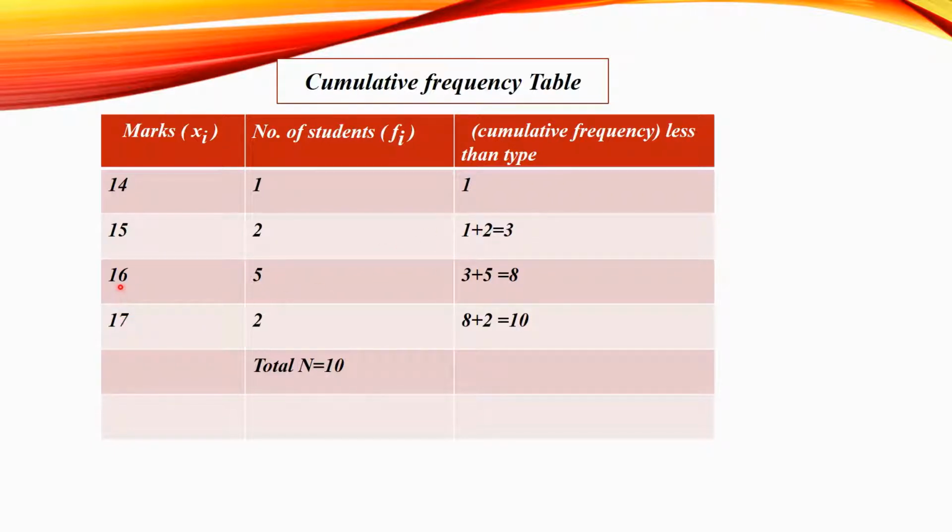Third marks, that is 16, frequency is 5. So cumulative frequency will be 3 plus 5 is equal to 8. Now the fourth mark, that is 17, frequency is 2. Cumulative frequency will be 8 plus 2, and that is equal to 10. So the cumulative frequencies of each marks here are 1, 3, 8 and 10. That is, the total number 10 will be in this row.